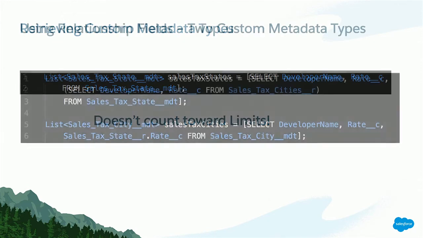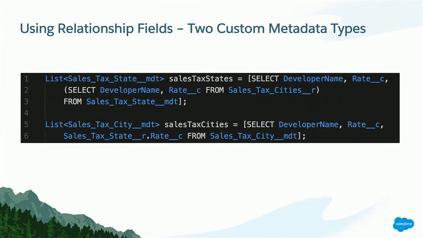But let's talk about how to retrieve multiple related custom metadata types all at the same time. So we can do this in two ways. On line 1 up here, we are going to use a nested query. So again, SOQL, familiar with nested queries, we're going to select the parent, and we're going to select all the children. So this will give us back an object.